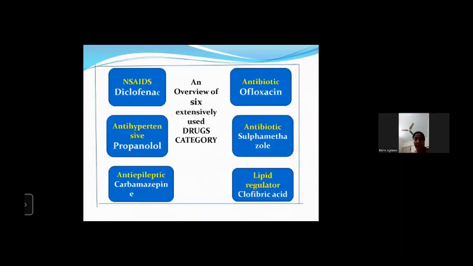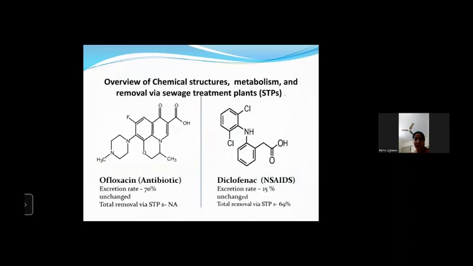This is an overview of 6 extensively used drug categories, taken from different categories of drugs. The most commonly used drugs have been taken, from antibiotics, non-steroidal anti-inflammatory drugs, antihypertensives, anti-epileptics, and lipid regulators. I'll be discussing the overview of the chemical structure, the metabolic rate, and the removal via sewage treatment plants. The first example which I've taken is an antibiotic, which is ofloxacin.